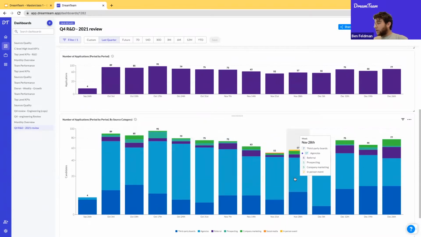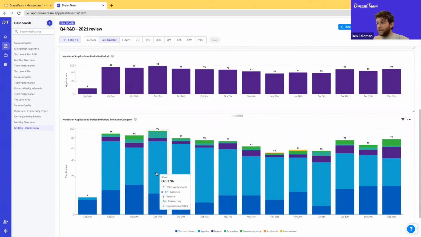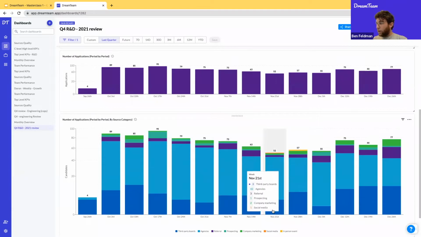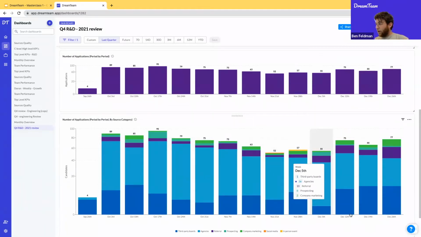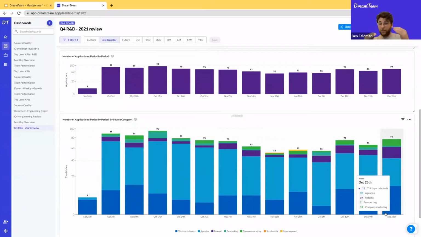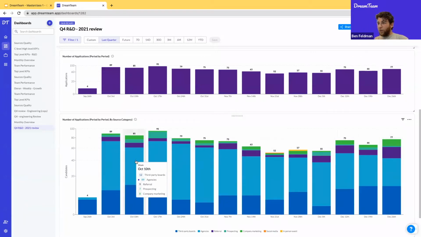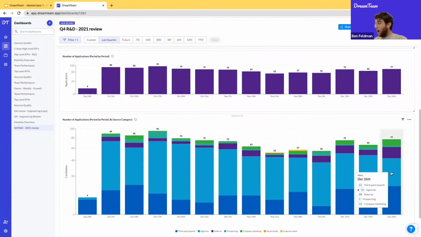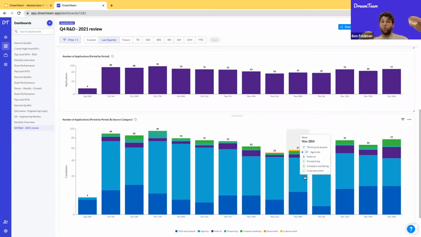Looking at this, the first thing that I'm actually seeing is the dark blue, and that's quite sporadic. We see a big decrease here, but then a big increase here. So that could be interesting to see. And we also have agencies, right? If we look at October 17th again, we see 67 CVs coming from agencies. But if we look here in November, we see 37. So we see a real decrease there also. So I want to look into those two further.